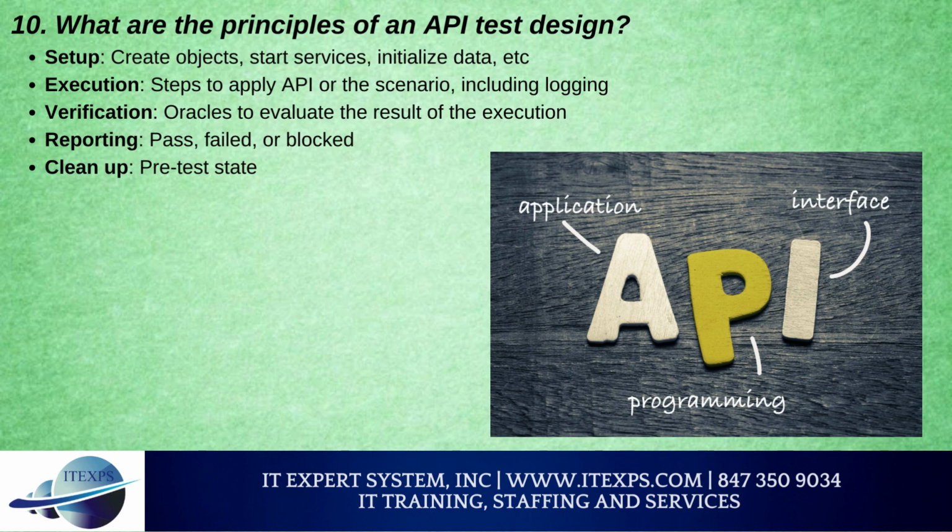What are the principles of an API test design? The 5 most important principles of an API test design are: Setup, create objects, start services, initialize data, etc. Execution, steps to apply the API or the scenario, including logging. Verification, oracles to evaluate the result of the execution. Reporting, pass, failed, or blocked. Cleanup, pre-test state.